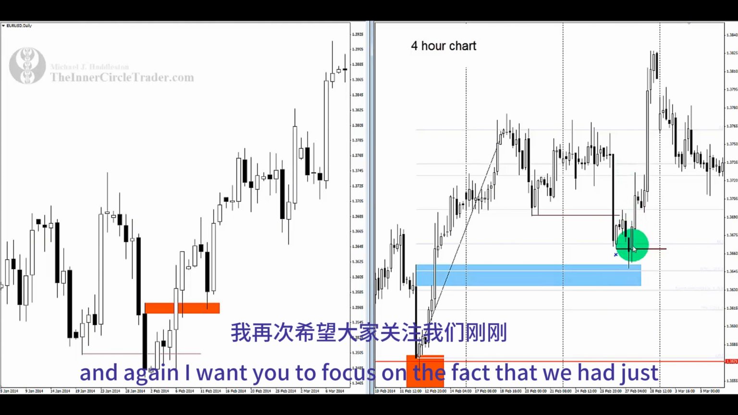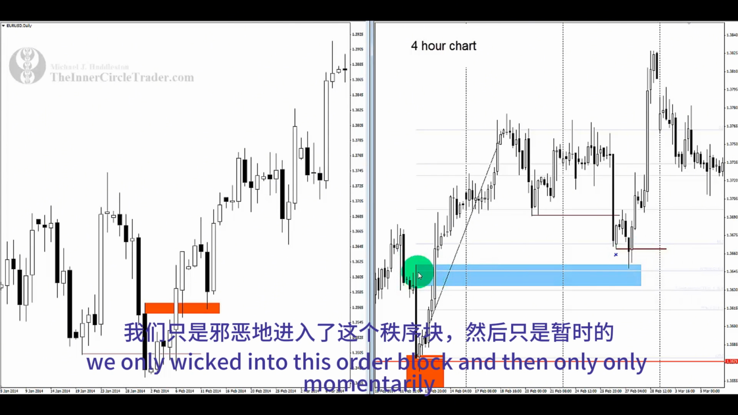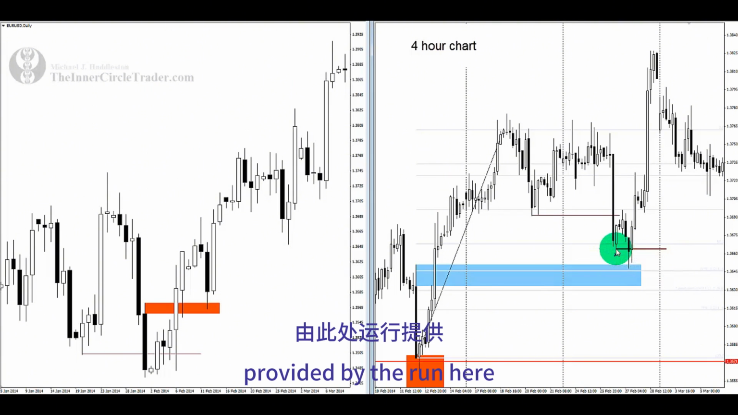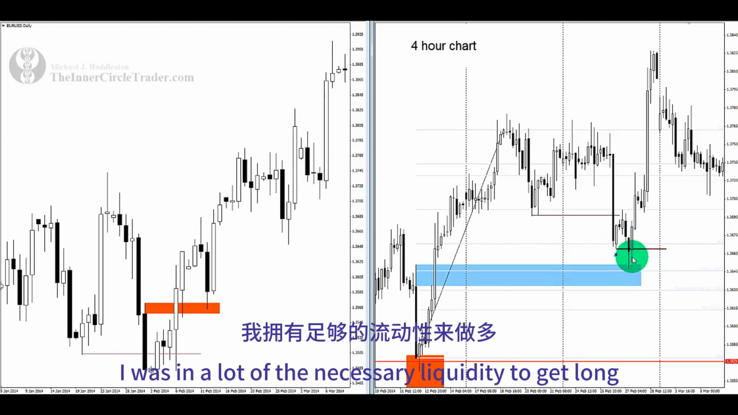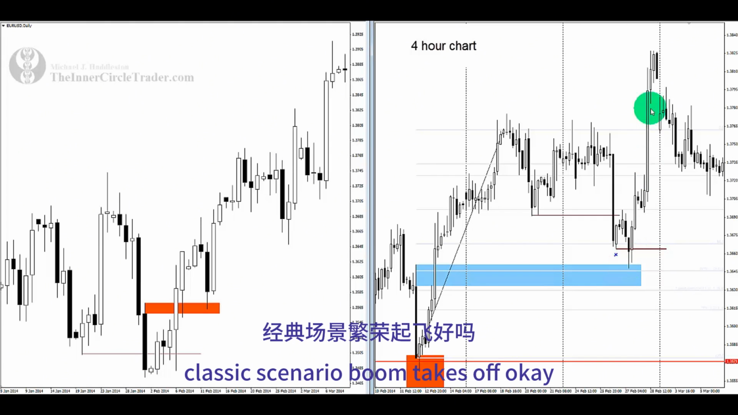Okay, and again, I want you to focus on the fact that we had just the wicks dip down. The bodies really didn't work down that far. We only wicked into this order block and only momentarily. So this suggests that there was a whole lot more liquidity provided by the run here, the initial little short-term low, everyone putting stops below it. Bang, that was a lot of the necessary liquidity to get long, running out sell stops and returning back to an order block. Classic scenario, boom, takes off.